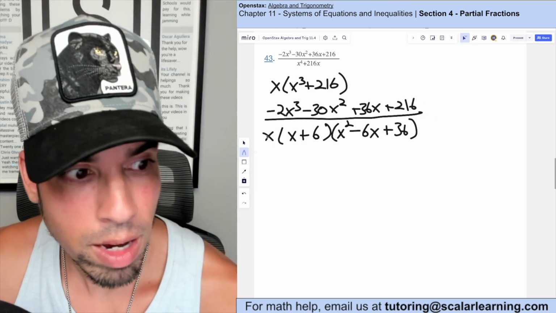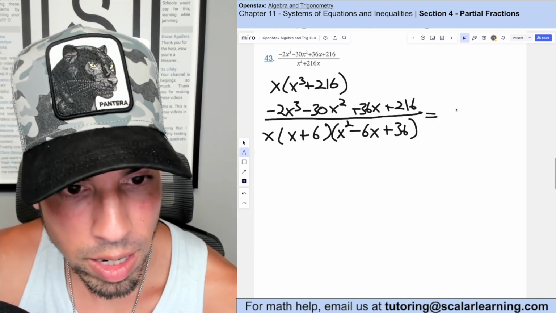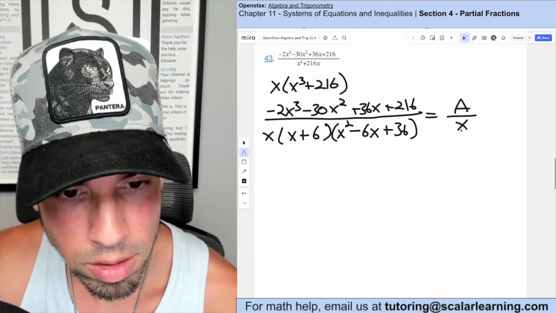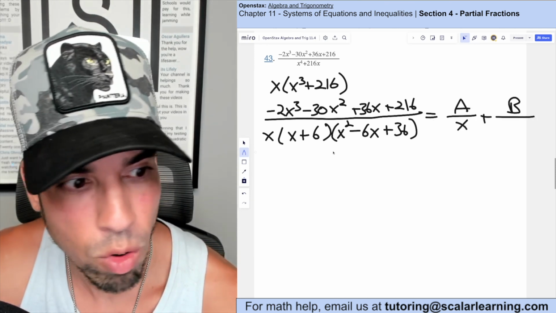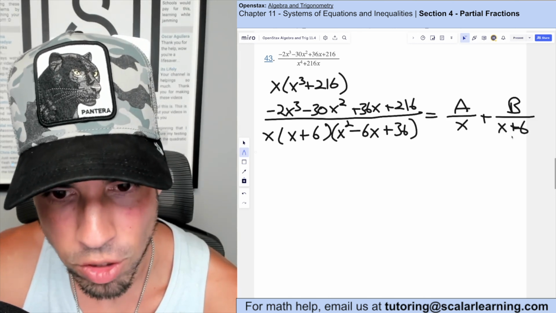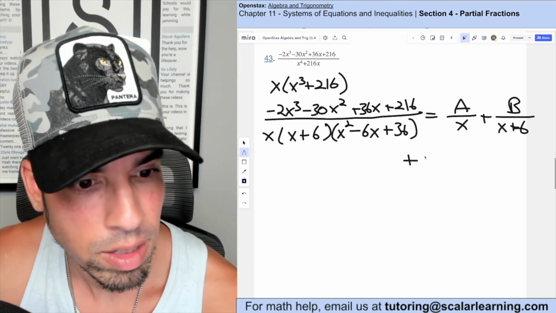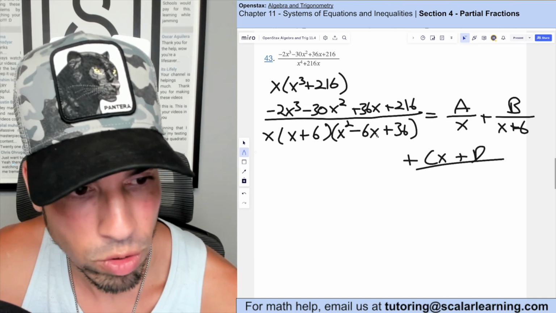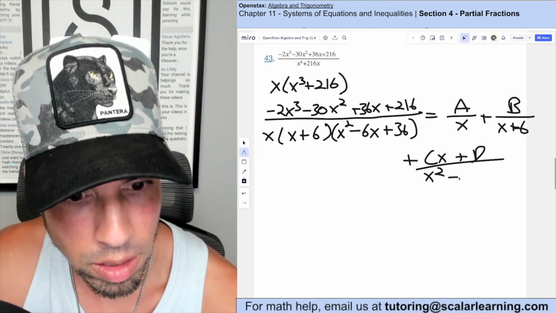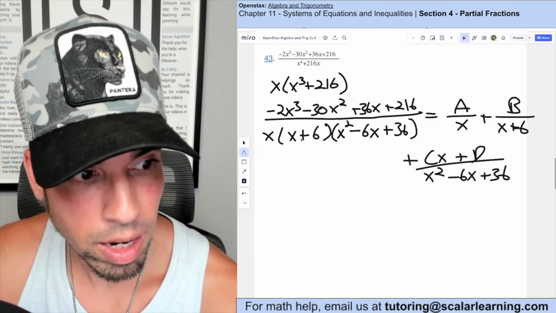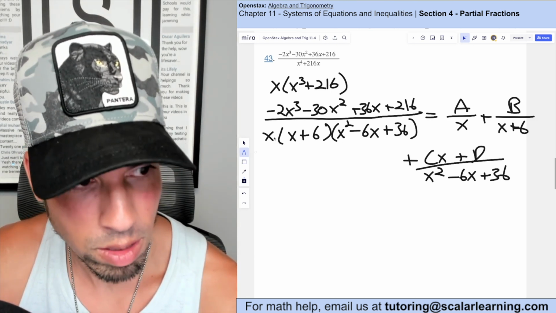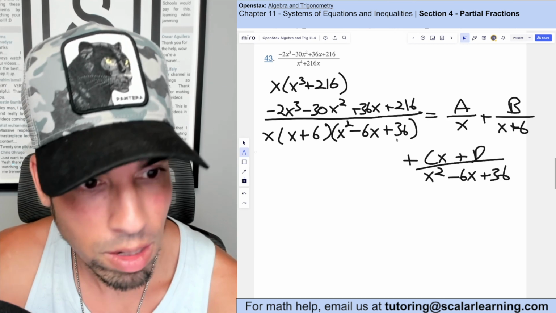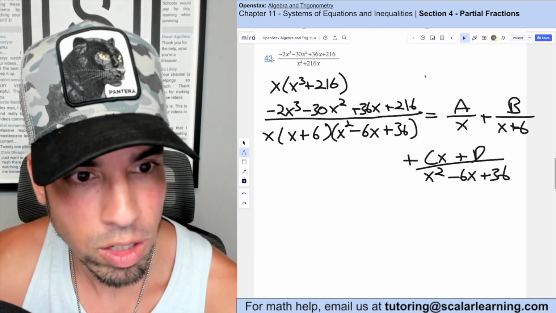All right, so now we have our linear factors. So we have a over x plus b over x plus 6. That's the next linear factor. And then we have plus cx plus d, it has to be a linear factor on top over that quadratic. All right, so you can see this is going to be a lot of work, but we got it set up. Now we're going to follow this typical protocol. We're going to multiply everything by this denominator right here. So let's write that out.